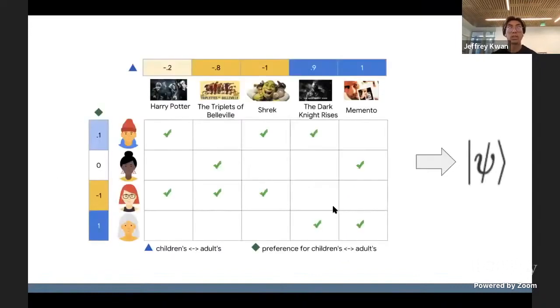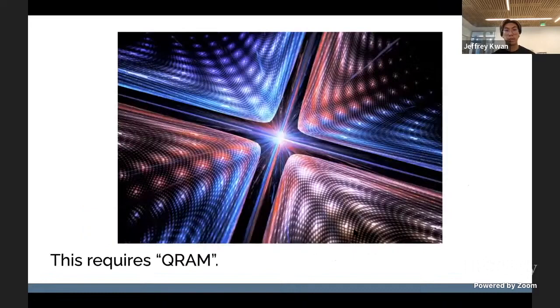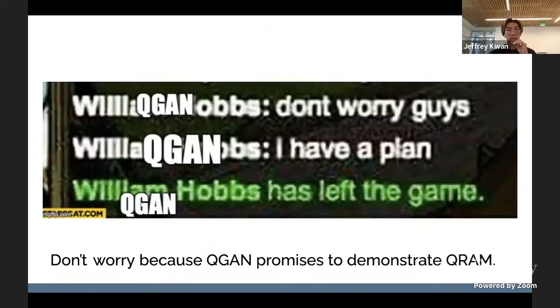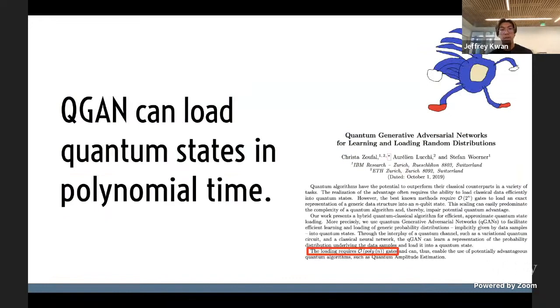And so basically what a quantum recommendation system does is it takes this user matrix and turns it into a quantum state, and then you can do whatever you want with it. But turning a user preference matrix into a quantum state requires something called QRAM, which people don't know if it will work or not. There's no scientific consensus on whether this is an implementable technology. But the QGAN promises to demonstrate that QRAM actually works, and that it can load states in polynomial time, which will allow whatever algorithm it's running on to have some kind of quantum advantage.